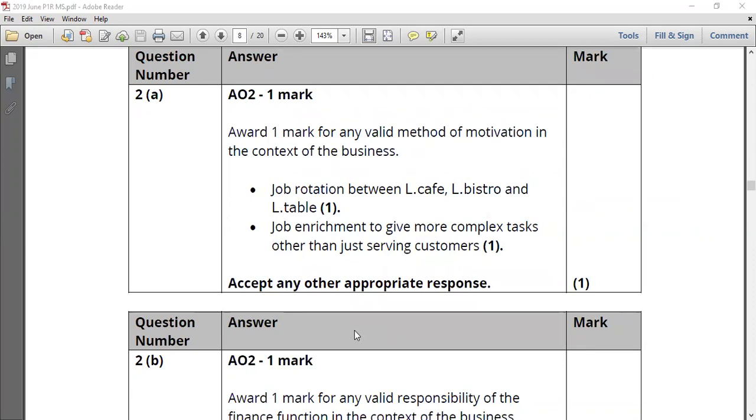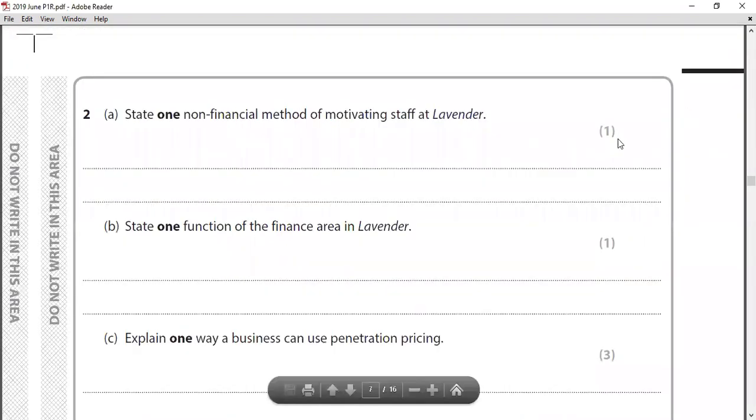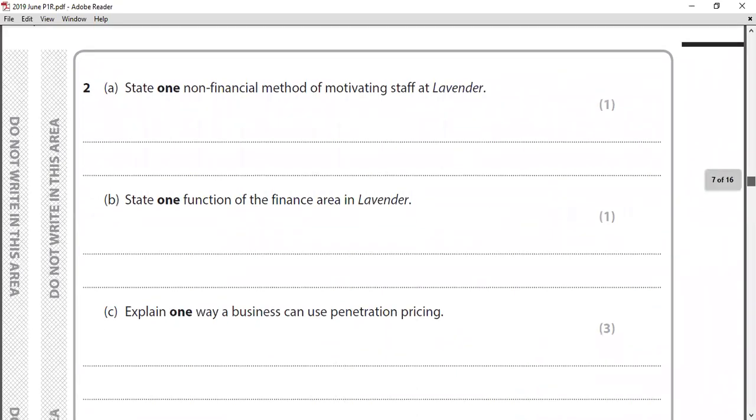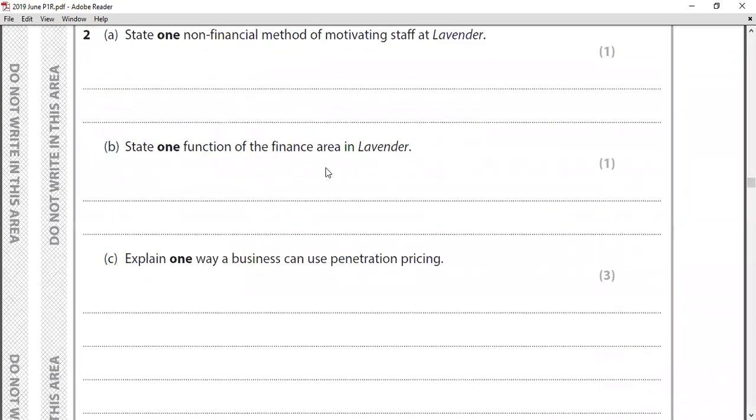The second state question is question number 2 part B: state one function of the finance area in Lavender. Finance area, they haven't even mentioned a financial department, because in a small business they don't have a department like that. They can't afford it. Some businesses have a small room, sometimes in the back office or the head office, with a small accountant or one accounts clerk or a data entry operator actually doing all the accounting jobs.